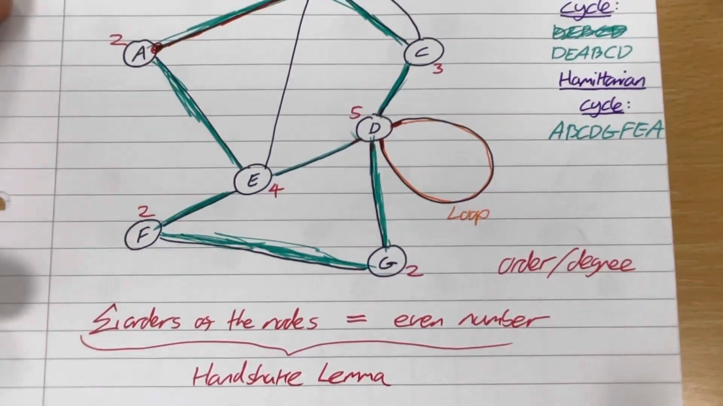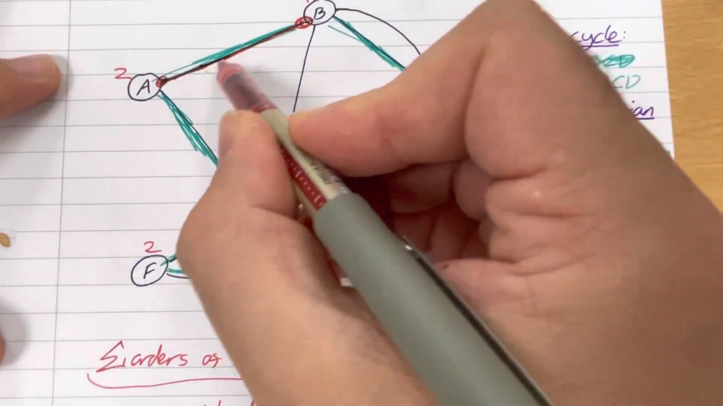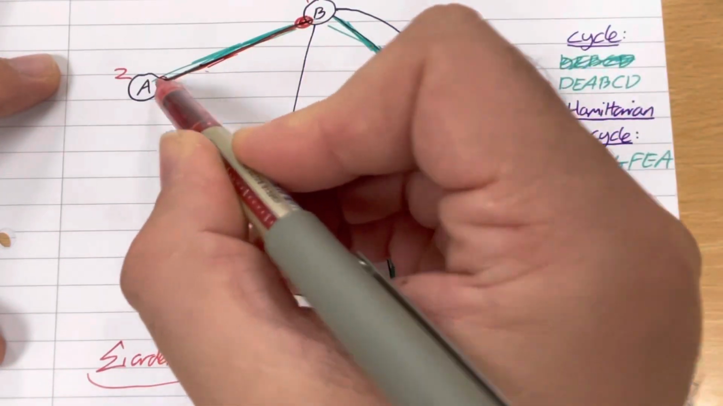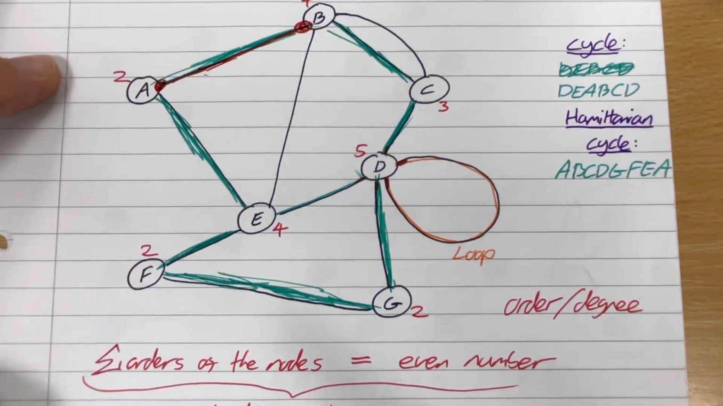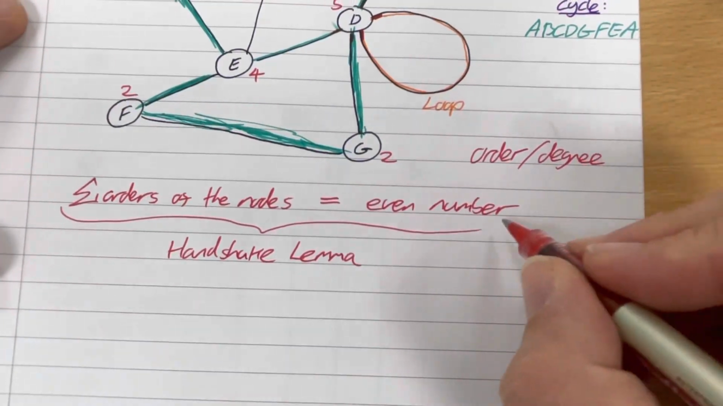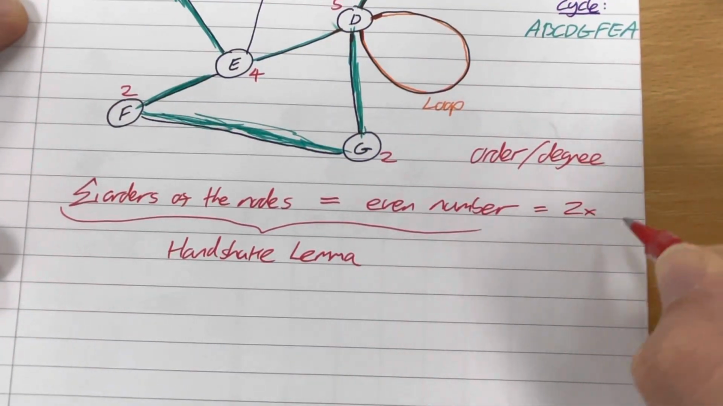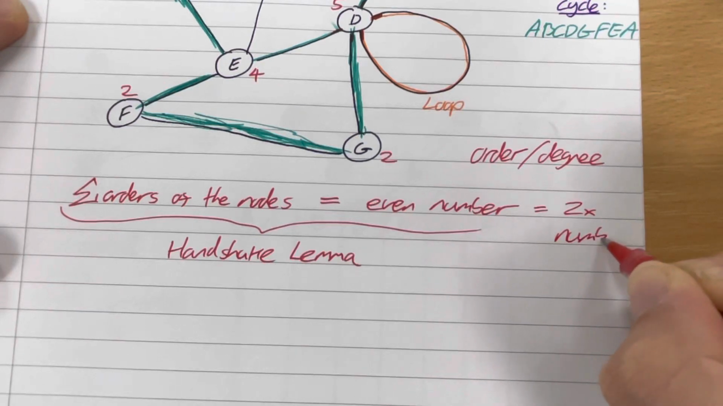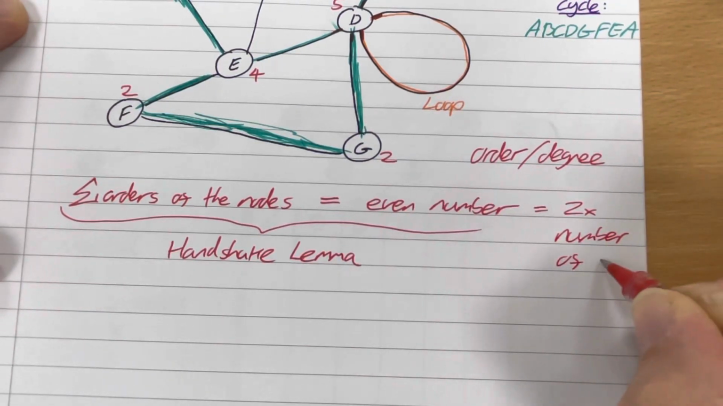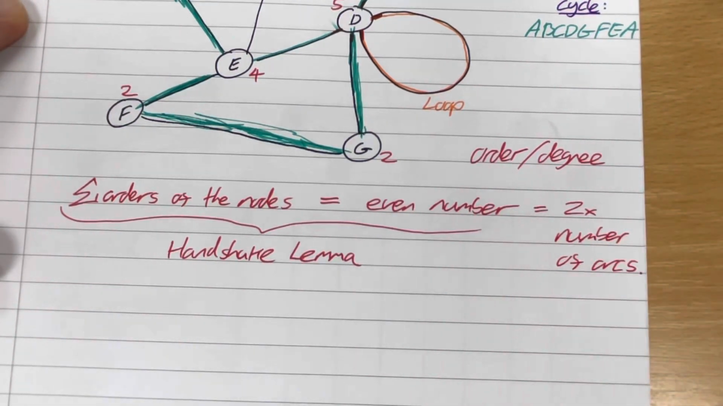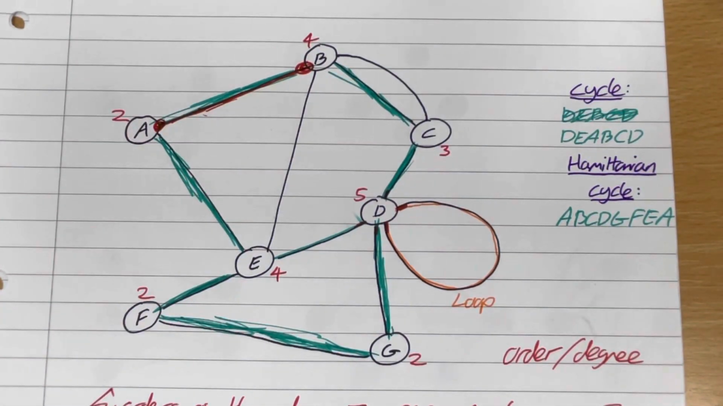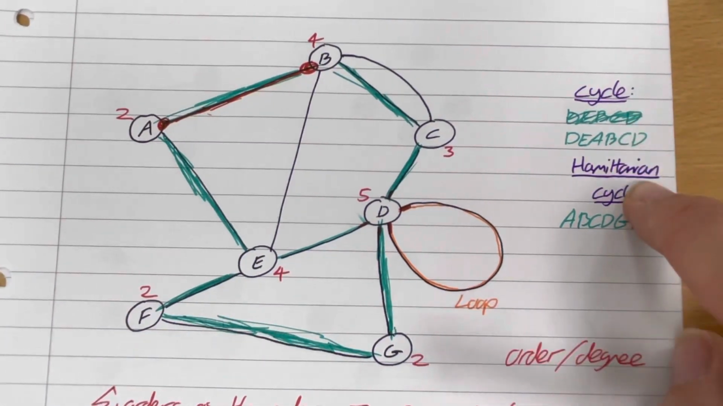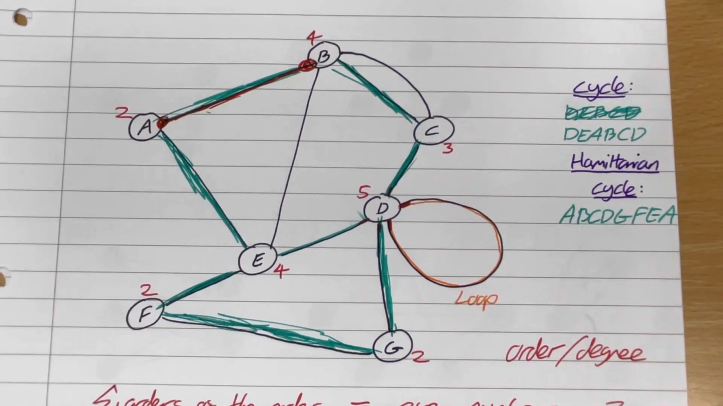And the reason for it is because every arc contributes to the orders. So specifically, the even number is going to be 2 times the number of arcs in the graph. Okay, so we've looked at loops, cycles, Hamiltonian cycles, order and degree of a vertex, and the handshake lemma.